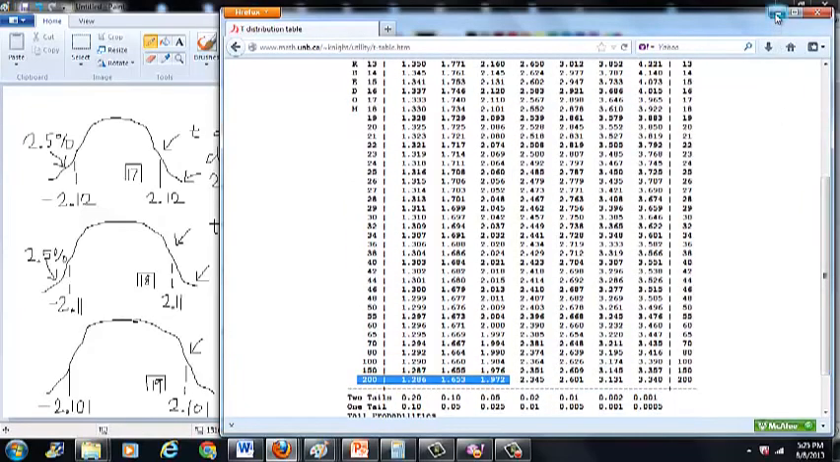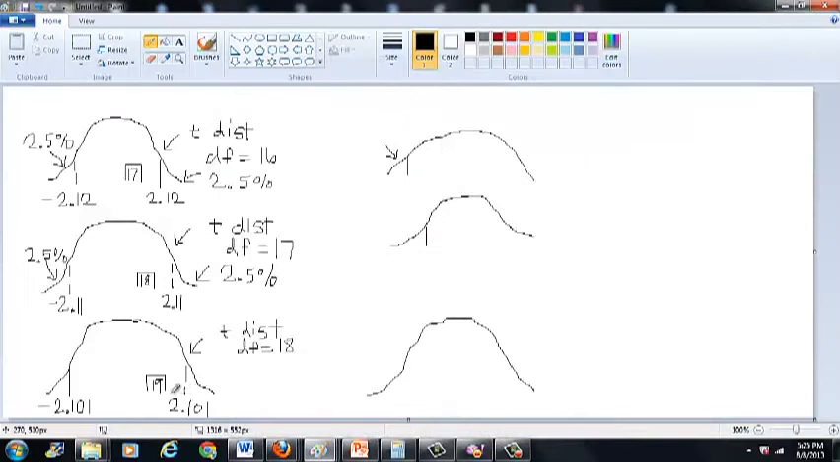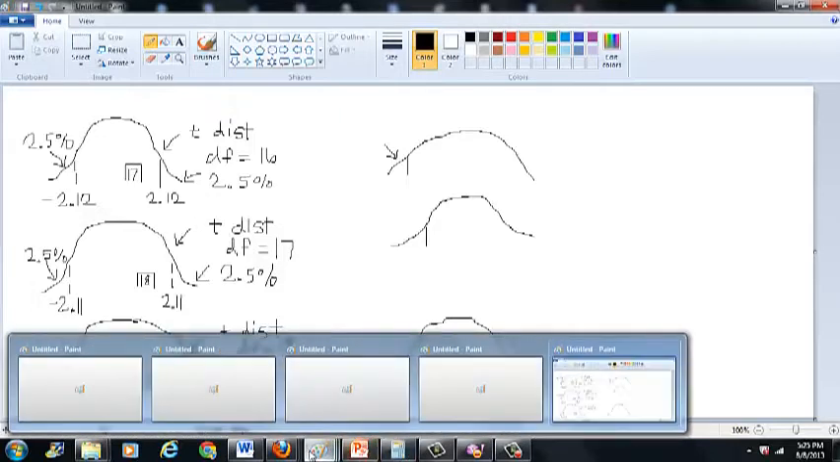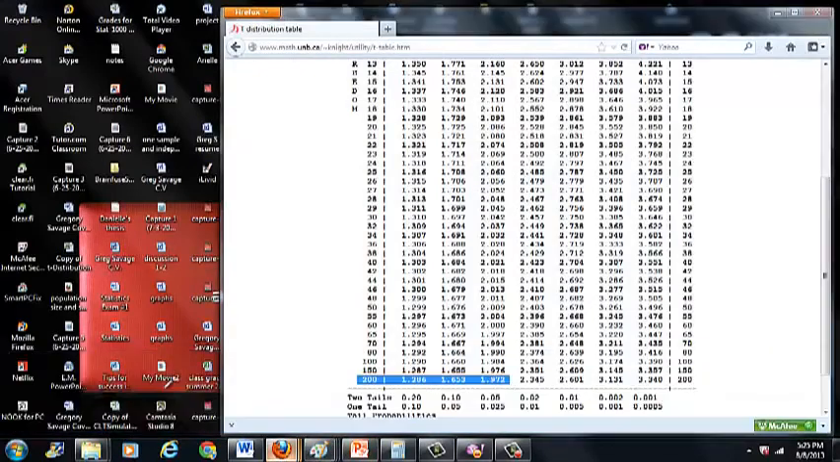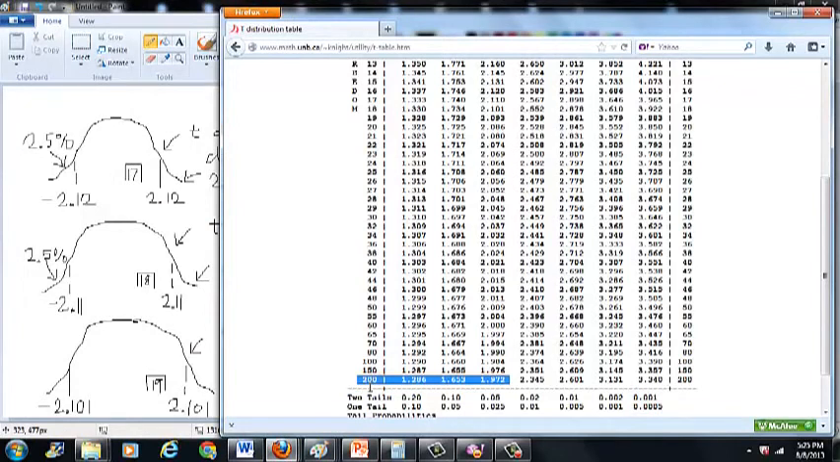With 200 degrees of freedom, our critical values will be 1.97 and negative 1.97, which is somewhere around here and here. So it's still not moving in toward the center by a large amount, but it is moving in toward the center somewhat. So if we collected data from 201 people, our degrees of freedom would be 200, because 201 minus 1 is 200.